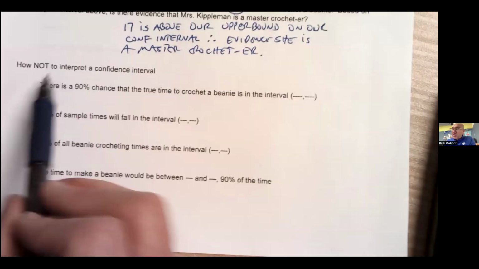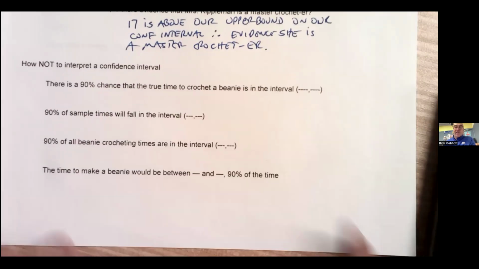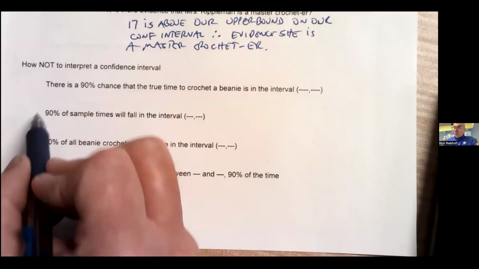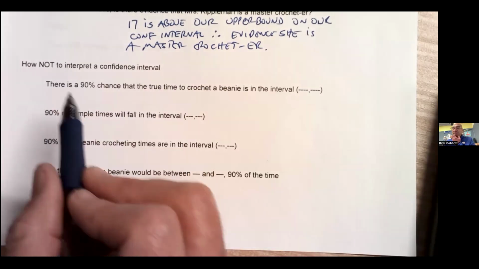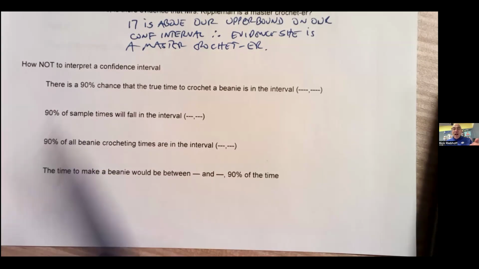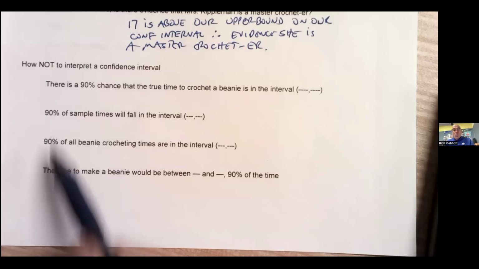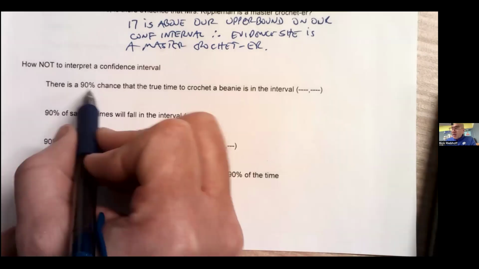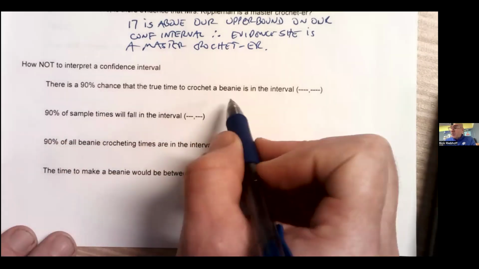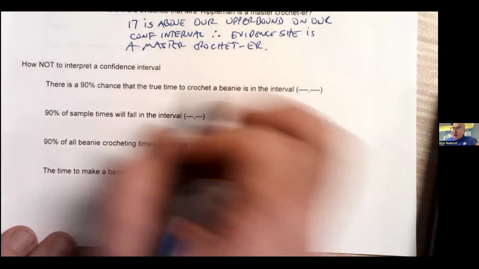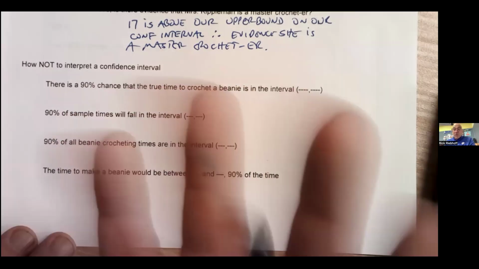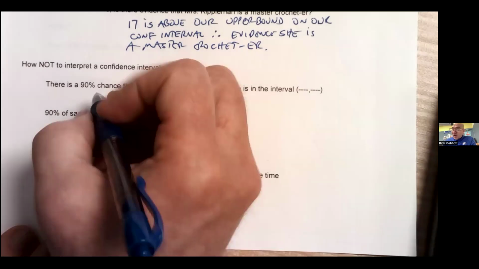Move on. How not to interpret a confidence interval. This is a typical question: which one is the correct way? We're looking for 90 out of 100 confidence intervals created in the long run would successfully capture the true crochet time. That's what we're looking for. These are all wrong. There is not a 90% chance that the true time would be in the interval. 90% chance implies that it's variable. It is not variable.